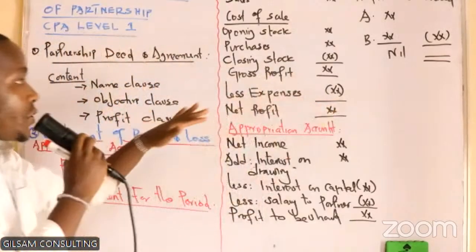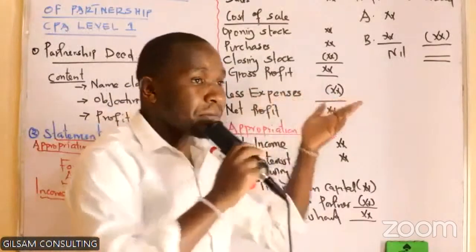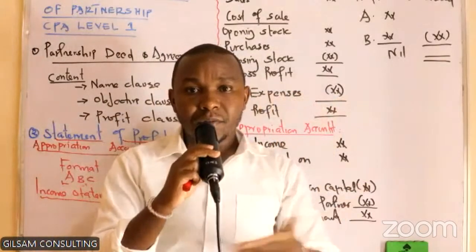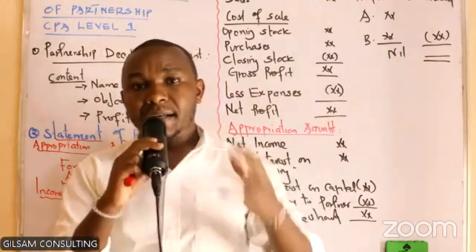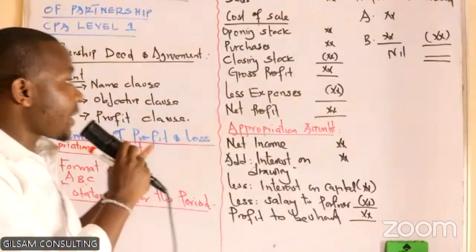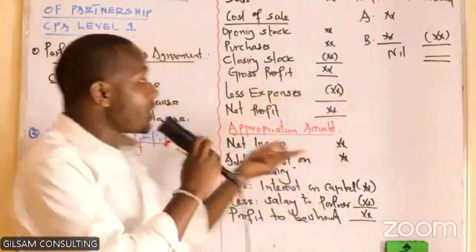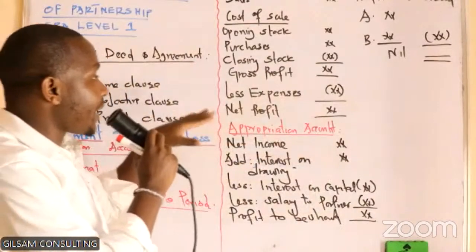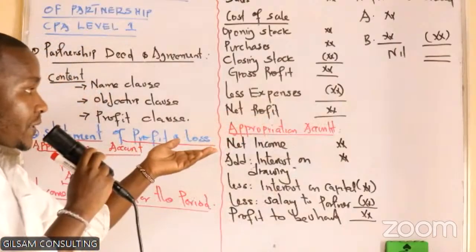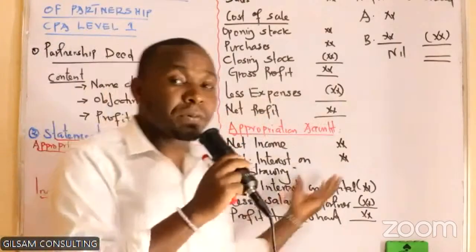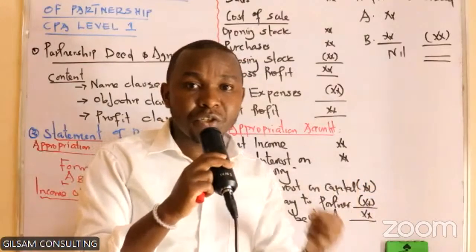After that, you less the expenditure, which I have not specified here. Remember, there is a variety of expenditure, so we will only go with what the examiner has provided us. But for now, we can just generalize and say expenditure, which will take us to arrive at net profit. After arriving at net profit, now we bring in a partnership account, which is called the appropriation account.